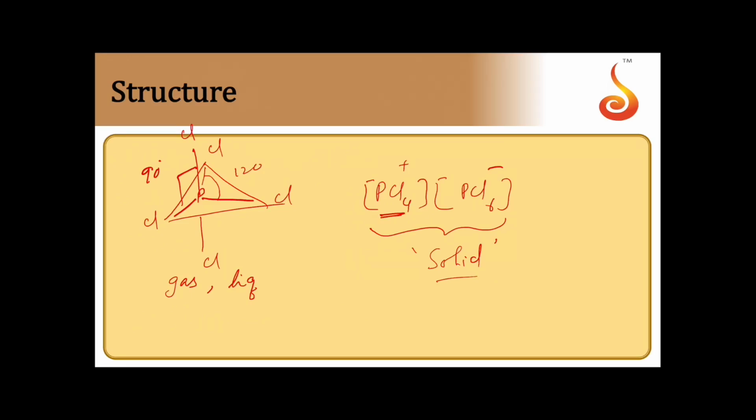PCl4+ will be the tetrahedral part, and PCl6- is going to be the octahedral part. So in the gaseous phase, it has a trigonal bipyramid structure. In the solid phase, we have tetrahedral units as well as octahedral units.